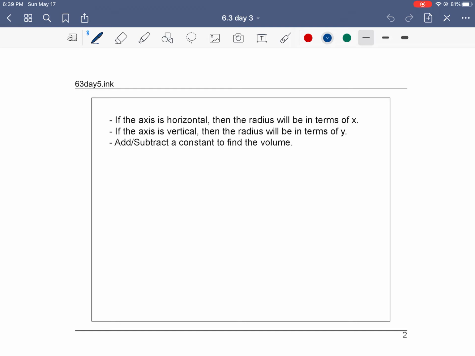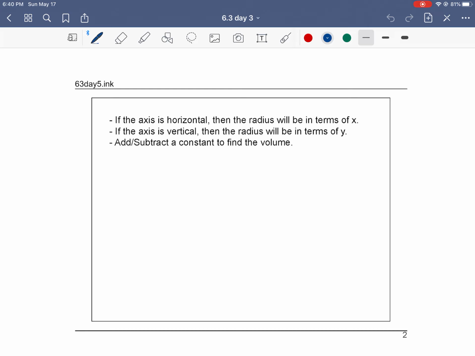So just a review, we've seen this before. If the axis of rotation is horizontal, then the radius will be in terms of x. That happens because if we have a horizontal axis, we have a vertical rotation, and therefore the radius is running vertically up and down, which is a y equals. Y equals is in terms of x. And the opposite would be true if the axis is vertical. You then have that horizontal rotation, that carousel, which means that we have x equals radius, which is in terms of y.